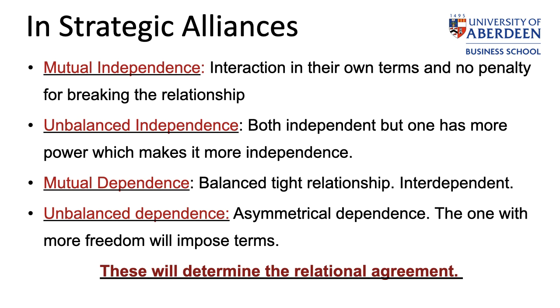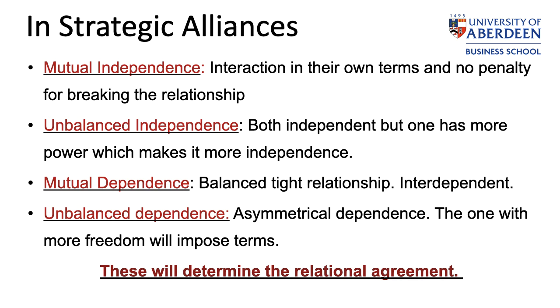So, as we're seeing, in strategic alliances, what matters is the relationship, the inter-firm relationship. Now, this inter-firm relationship can be of several sorts, depending on the dependency relationship and depending on the power that each party has. You can have mutual independence in which interaction is carried out in each firm's own terms, and there's no penalty for breaking the relationship. But you can have an unbalanced independence in which both are independent, but one is more than the other one. Then the one that is more independent will have more power.